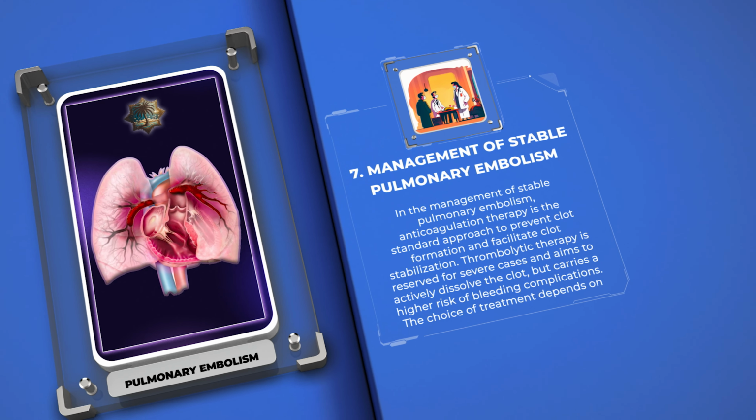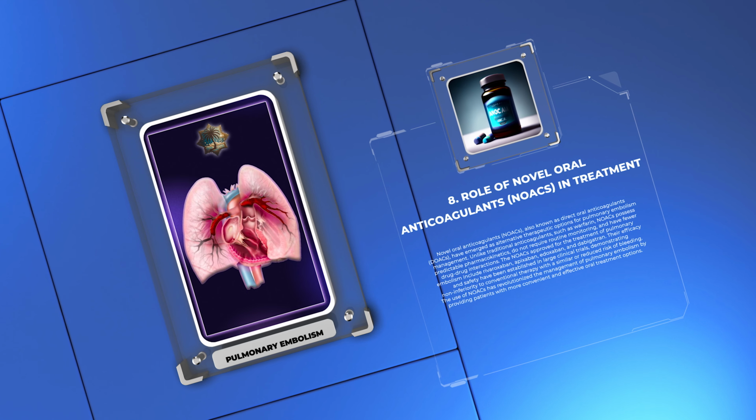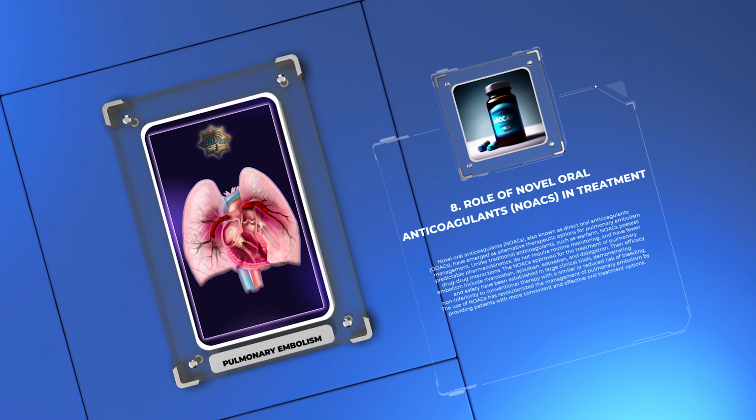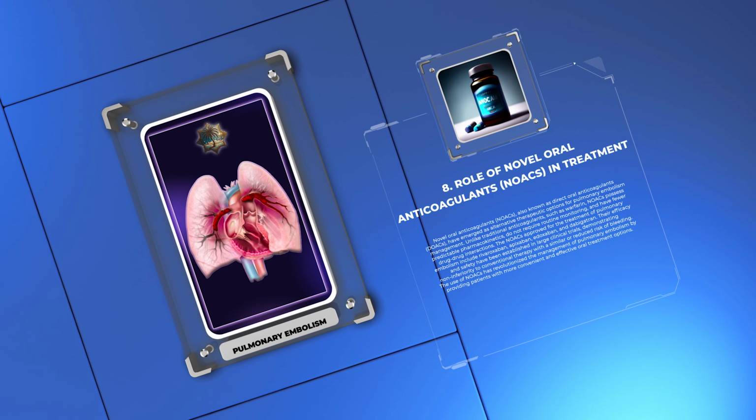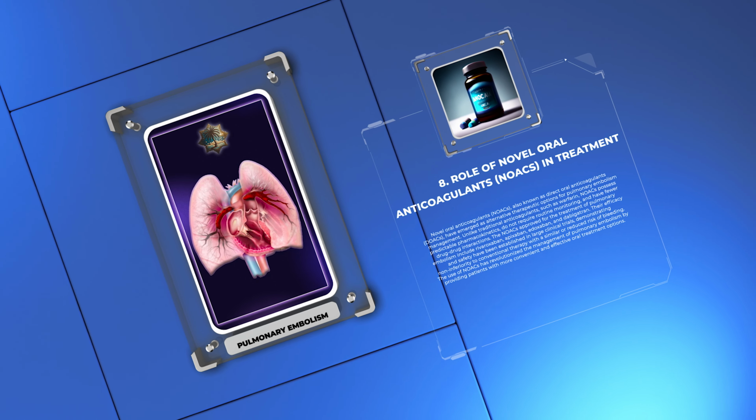Novel oral anticoagulants, NOACs, also known as direct oral anticoagulants, DOACs, have emerged as alternative therapeutic options for pulmonary embolism management. Unlike traditional anticoagulants, such as warfarin, NOACs possess predictable pharmacokinetics, do not require routine monitoring, and have fewer drug-drug interactions. The NOACs approved for the treatment of pulmonary embolism include rivaroxaban, apixaban, edoxaban, and dabigatran. Their efficacy and safety have been established in large clinical trials, demonstrating non-inferiority to conventional therapy with a similar or reduced risk of bleeding. The use of NOACs has revolutionized the management of pulmonary embolism by providing patients with more convenient and effective oral treatment options.